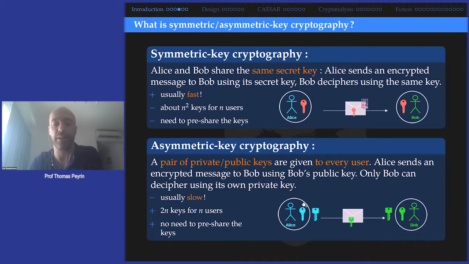Now, if Alice would like to send a message to Bob, she takes the message and she takes the public key of Bob.